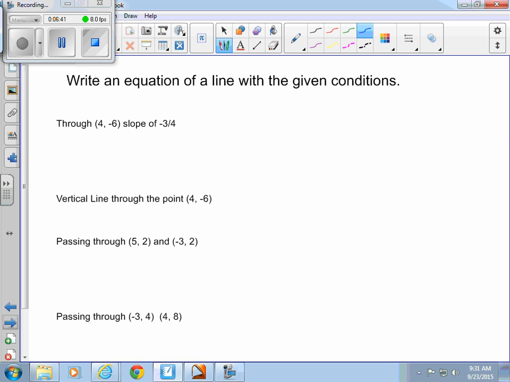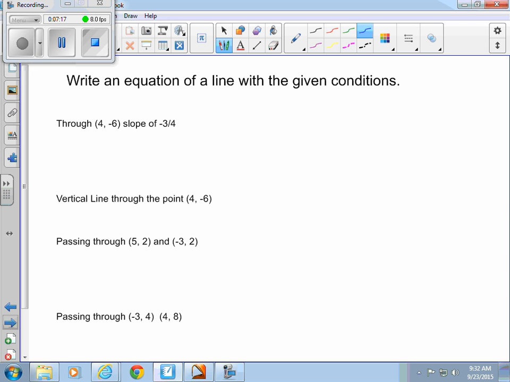Okay, so I've got a bunch of things here. I want to find the equation of a line with this stuff happening. The first thing I'm going to ask myself is, do I want to use point slope form or slope intercept form? Those words are very telling. If I have a slope and a y-intercept, then I'll want to use slope intercept form. If I have a slope and a point, I'll want to use point slope. So what do I have at the beginning? I have a slope and I have a point. Is that point a y-intercept?